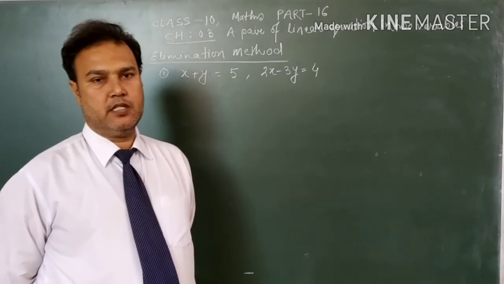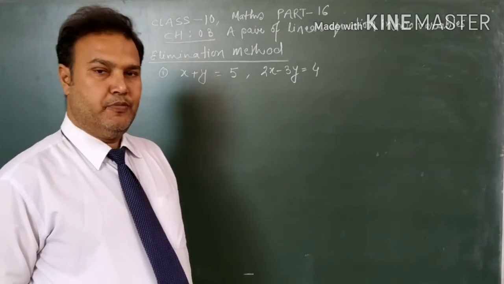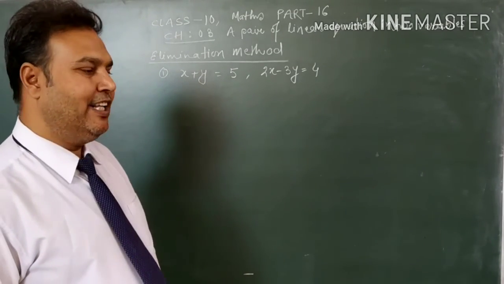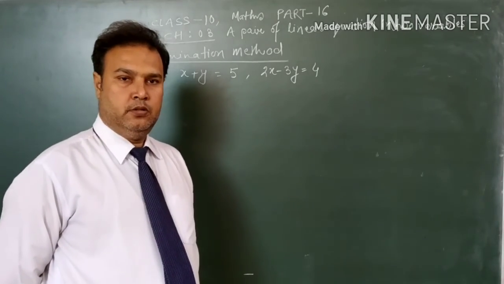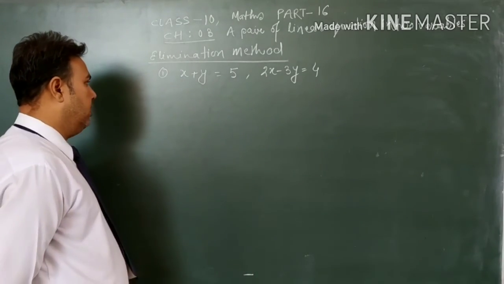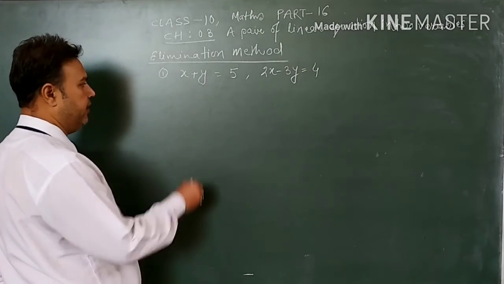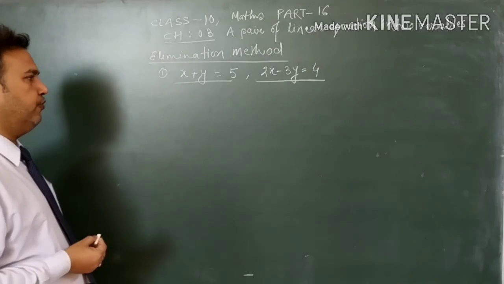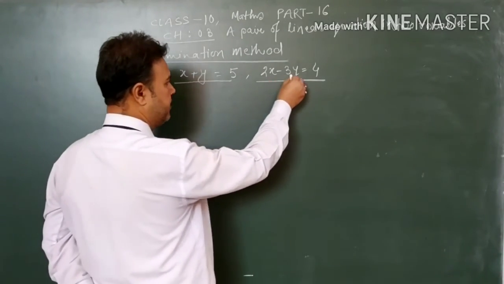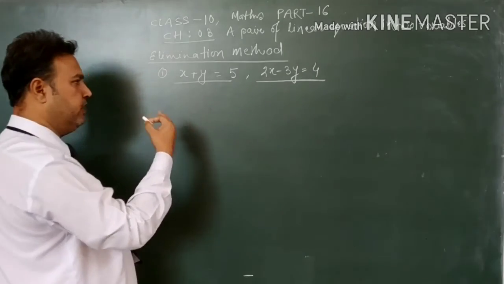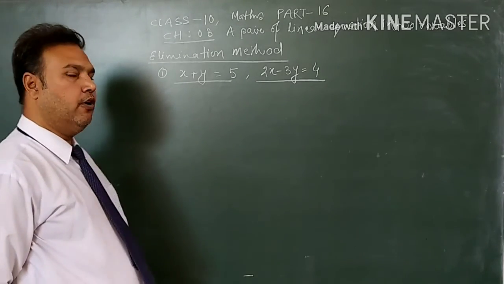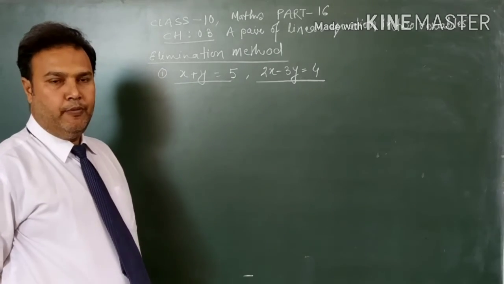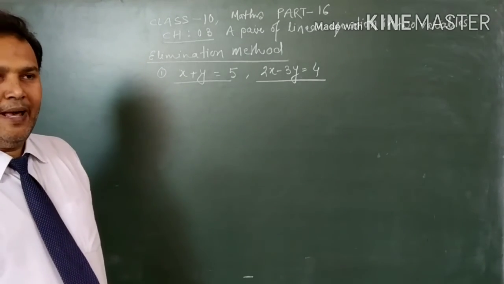Today I am here in the class 10th Mathematics from chapter 3. I will show you the elimination method for finding the solution. As you are observing, two equations are given: x plus y is equal to 5 and 2x minus 3y is equal to 4. From these two equations, we have to find the value of x and y. For that, we will use today the elimination method.